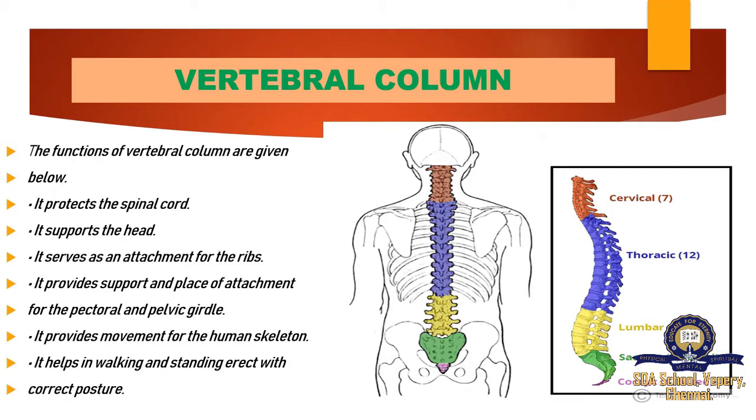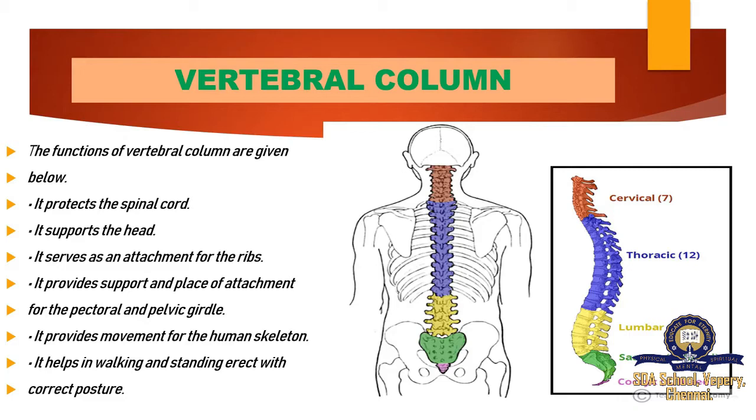Now we are going to see the functions of the vertebral column. So what are the functions? Here you can see the pictures of the vertebral column. It protects the spinal cord. The vertebral column protects our spinal cord, and it supports the head, to keep it in an upright position. It serves as an attachment for the ribs, for the rib cage, which has a back side as well as a front side. So it is protecting our inner organs.